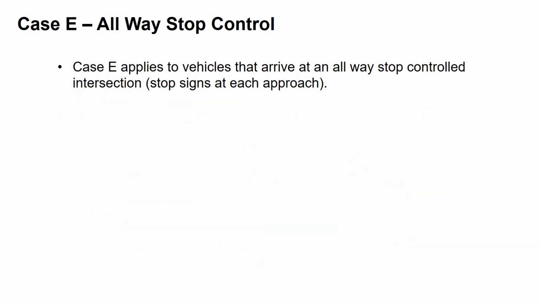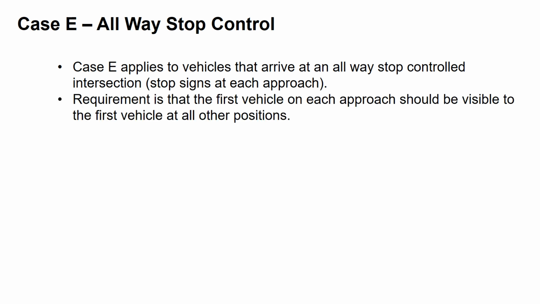Case E, this is always stop control. This is also a relatively simple one. This applies to vehicles that arrive at an always stop controlled intersection, meaning there's stop signs at each approach. And the requirement here is that the first vehicle on each approach should be visible to the first vehicle on all other approaches. So just that all the vehicles can see each other and determine who has the right of way and who should make the next movement.